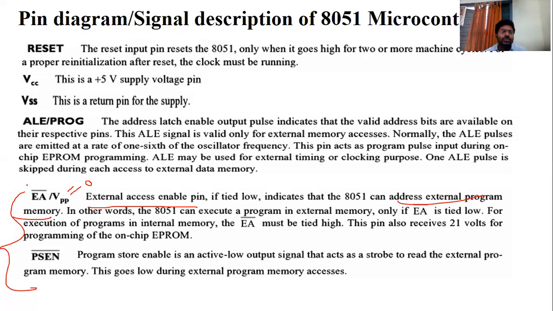These are active low inputs. Whenever any pin has a bar on it, these are active low signals. Active low means zero is on, one is off, remember. Then PSEN, the program store enable, is also active low, nothing but zero. It is for reading the external program memory. So whenever you want to use external memory and write some programming on it, or store some information on it, you must enable the EA pin as well as the PSEN pin, the program store enable pin.